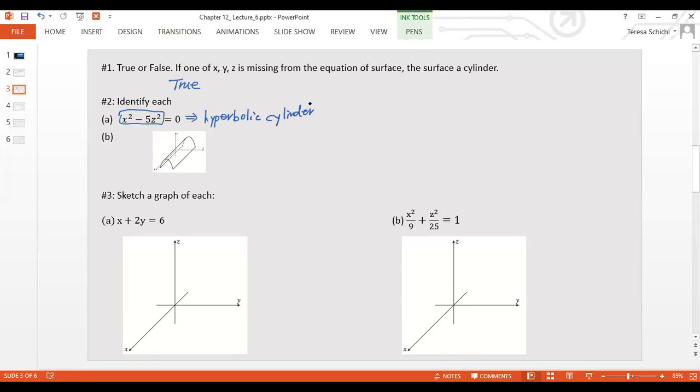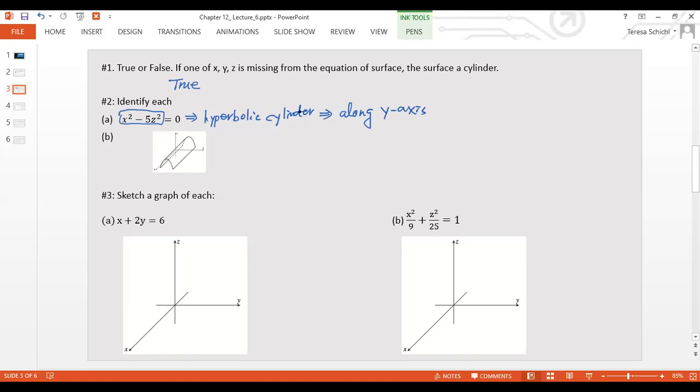So this will be the hyperbolic cylinders. Because the y is missing, this cylinder is going to go along the y-axis here, right? This is a hyperbola if you look at the trace, so that's why we call this a hyperbolic cylinder.